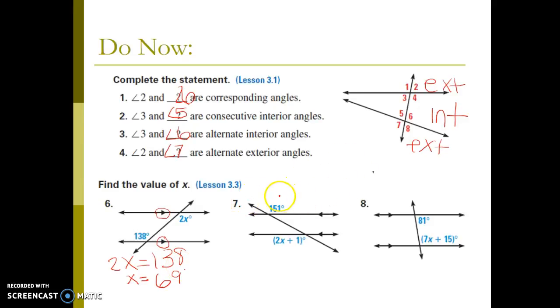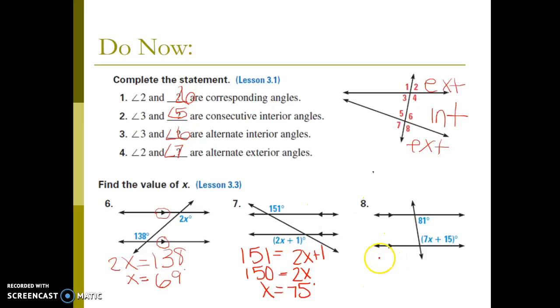Number 7, these would be alternate exterior angles. So again, my angles would be congruent, which means I can set their measures equal. And when I subtract 1 from each side, I get 150 equals 2x. Therefore, x would equal 75 degrees.